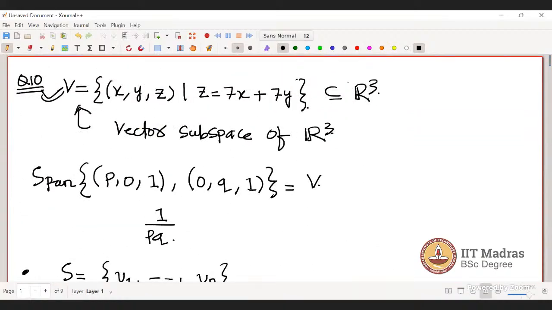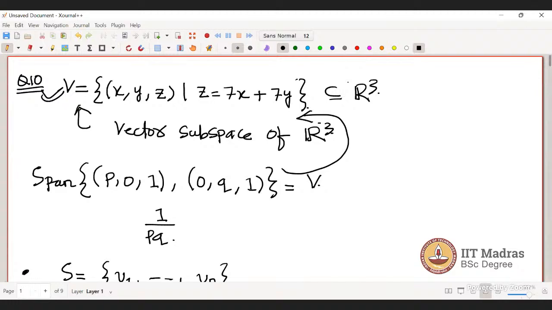Since it says the span of P01, 0Q1 equals V, and we have been asked to find the value of 1 by PQ, that means P01 is part of vector space V. Then P01 satisfies the given condition Z equals 7x plus 7y, so I can directly put it there. P is equal to 7.